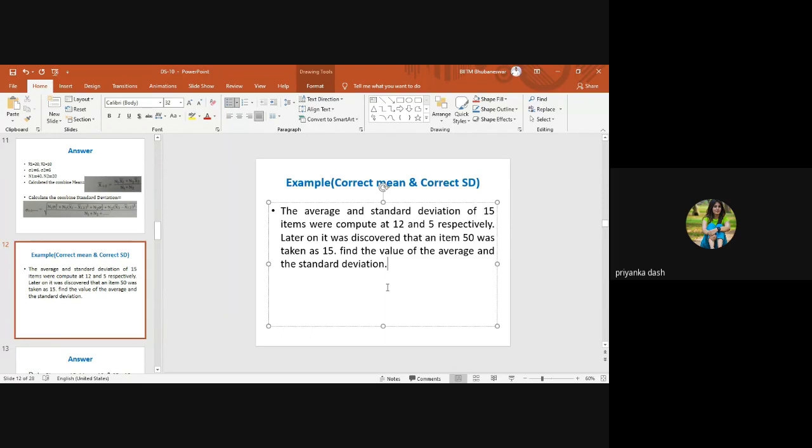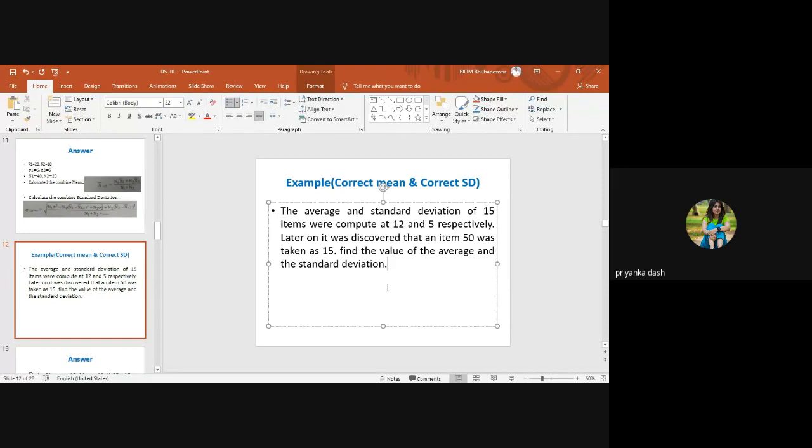Later on, it was discovered that an item was taken wrongly as 15. From that series, item number 50 was taken as 15. Repeat: in that given series of 15 items, one particular item's value is 50, but it was mistakenly taken as 15. Find the correct value of the average and the standard deviation.